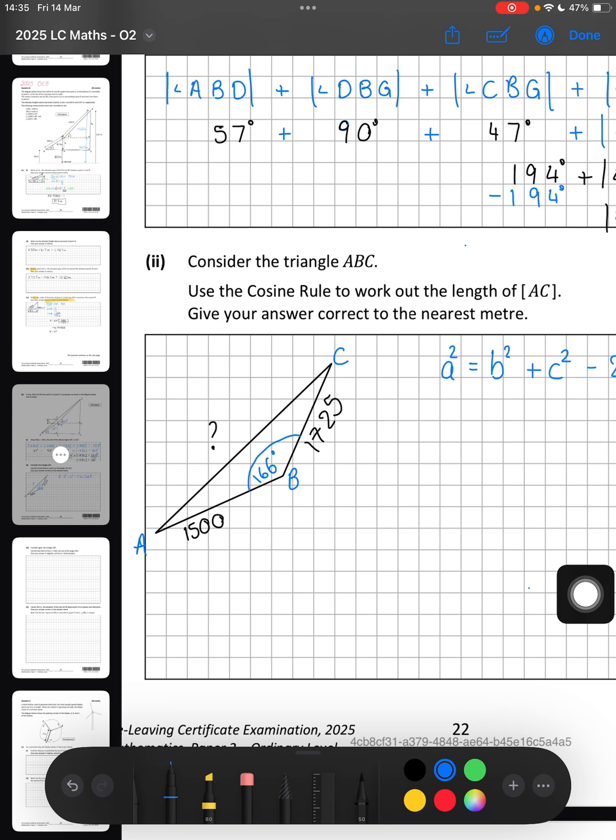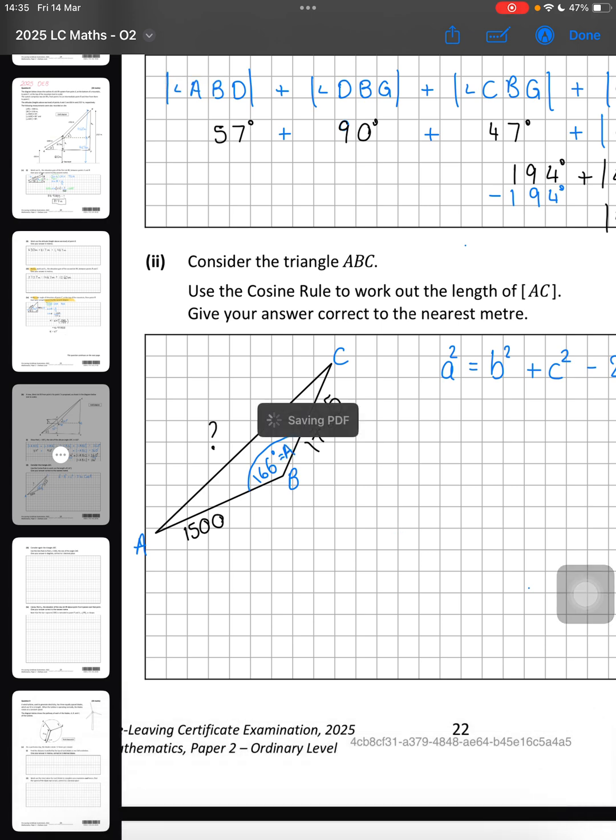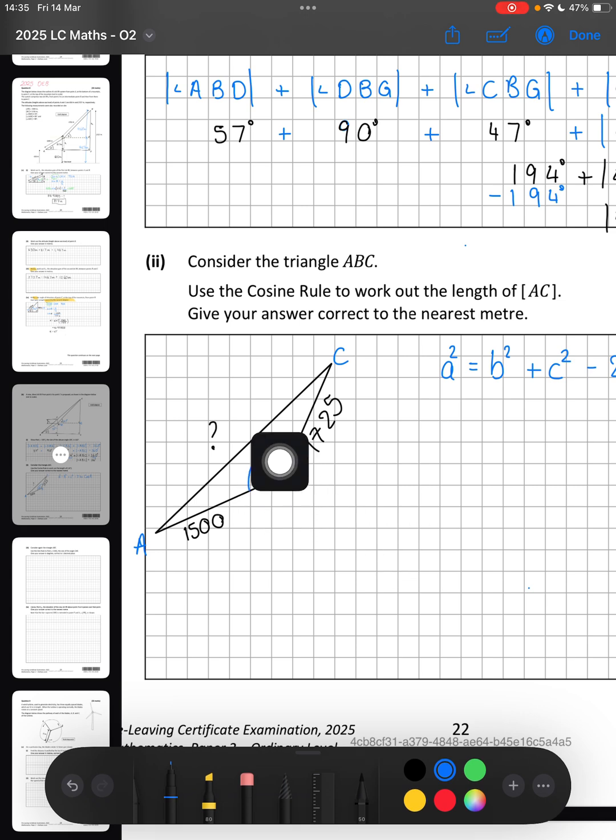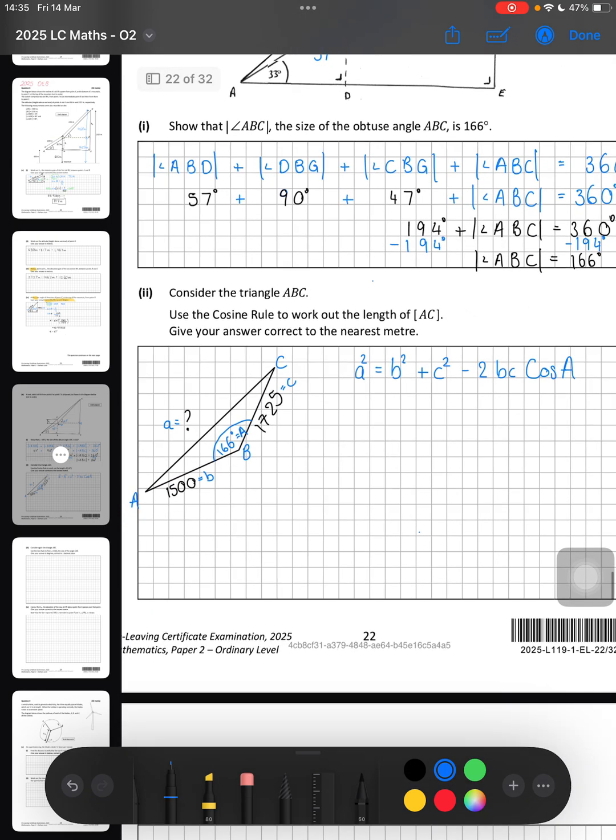So here, 166 must be my angle. Now, if that is my angle, what is the side opposite it? Or sorry, what is the side small a? The side small a has to be opposite the angle. So side small a is the side opposite that angle, and then after that, B and C don't matter, which sides they are, as long as they are not the sides opposite the angle that I'm working with. Okay, so let's get my marks for filling this in fully correctly.